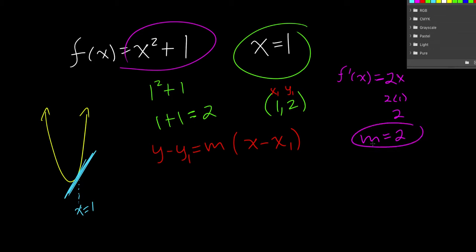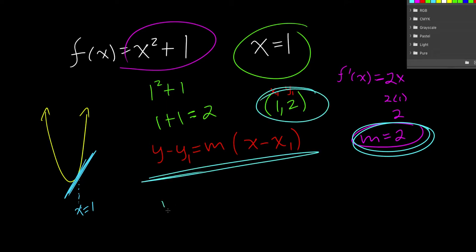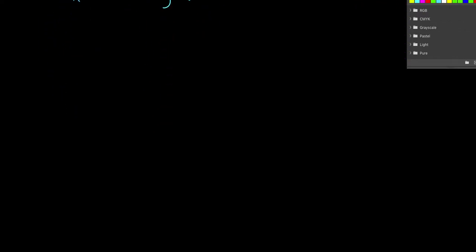Okay, now we're going to plug in all this information. So we're going to plug in this and this to this. And so we say y minus 2 equals 2. So this 2 came from right here, and then this 2 came from right here. Then we have x minus 1, and that's the equation of the tangent line. If you wanted to, you could distribute and add 2, but we don't need to take it that far because it doesn't ask for a specific form. So we can leave it in point slope form.